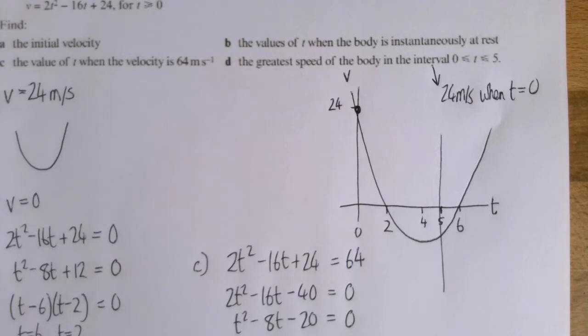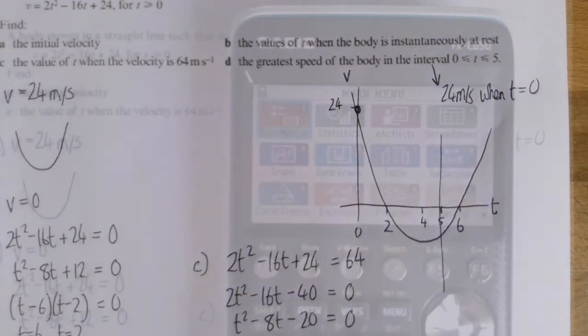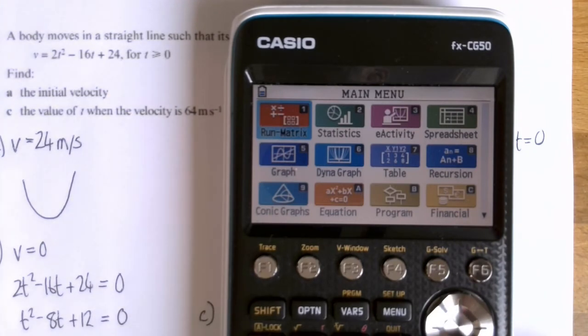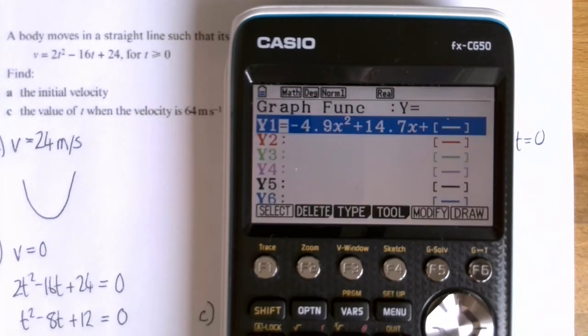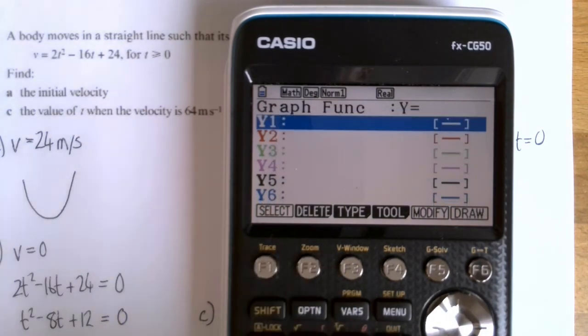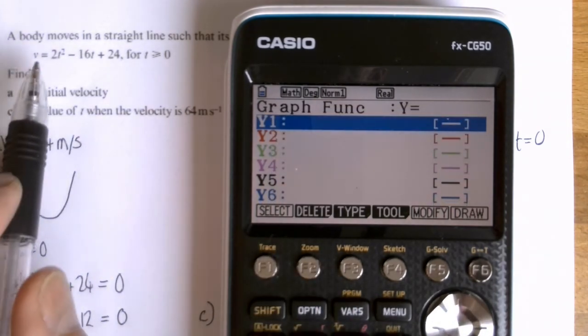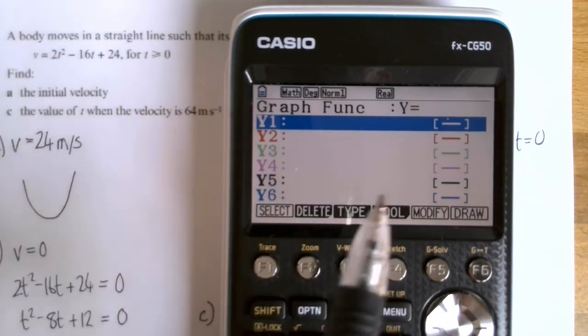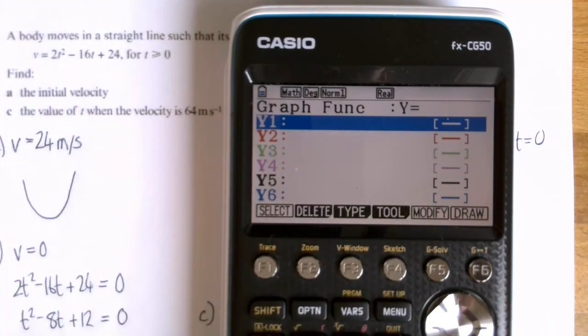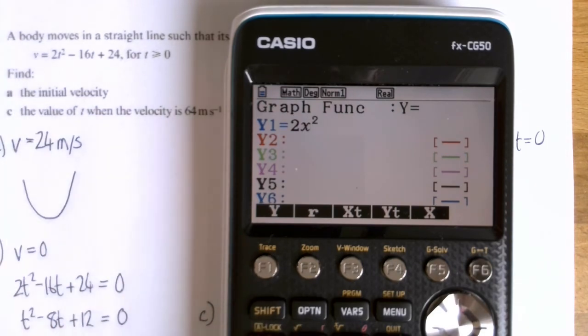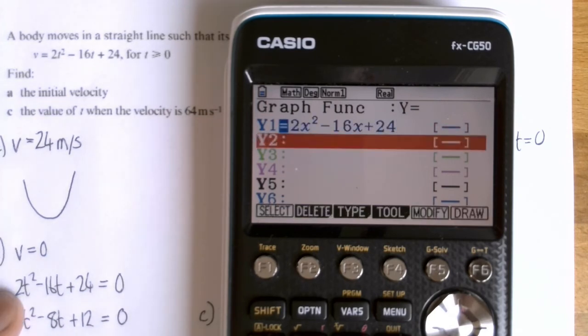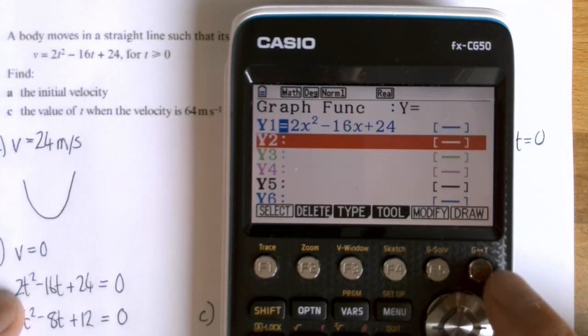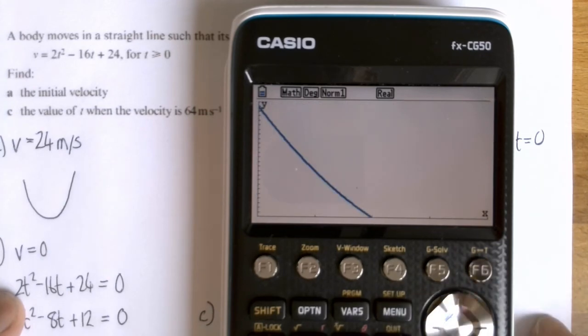Now I'm going to stop at that point and just plot this on my calculator, just so I can be sure that I haven't made a mistake and slipped up. So I am going to go to graph mode. I'm going to delete a function that I was doing yesterday, and although this is v equals something to do with t, the calculator only works in terms of y and x, but that's fine. So I'm going to type in 2x squared, not 2t squared, minus 16x plus 24. I'm going to draw it.